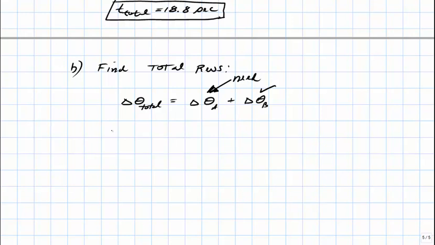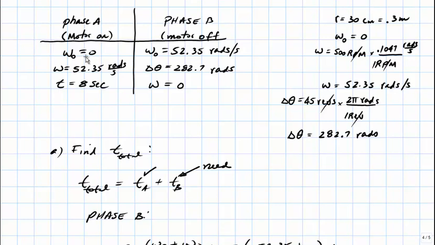So, let's enter phase A, and we'll also take inventory of what we know in phase A and see if we can find an equation that solves for delta theta within phase A. So, in our chart, omega 0 is known, omega is known, and the time is known within phase A. Let's take a look at the equations.